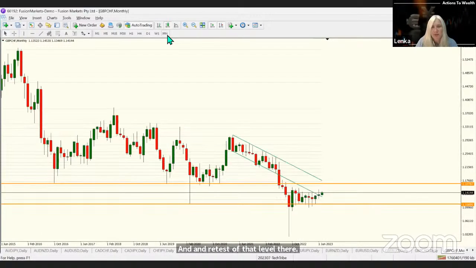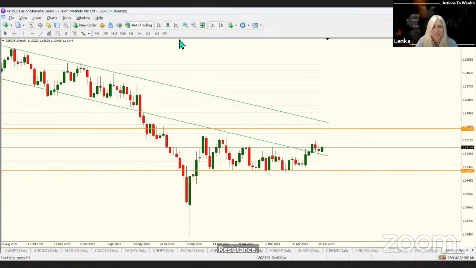So on the monthly, we have a little bit of room to that level of resistance and what used to be support. So there's a little bit of room to the top of the channel.